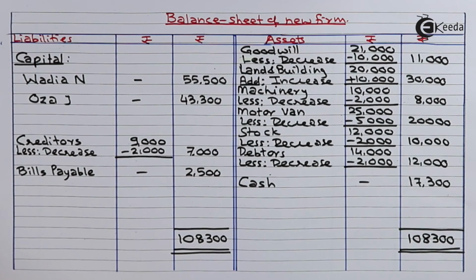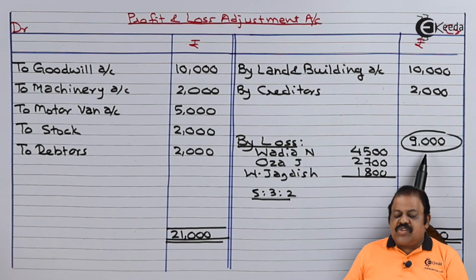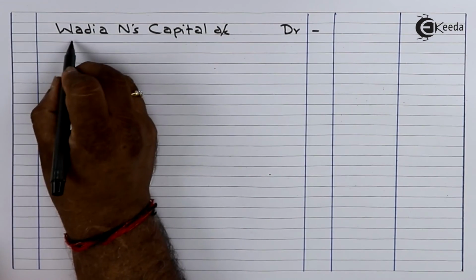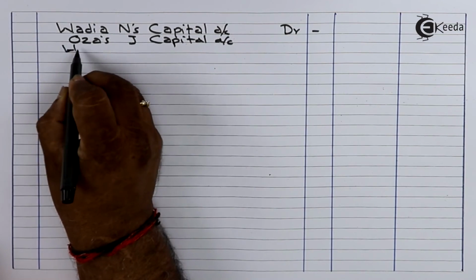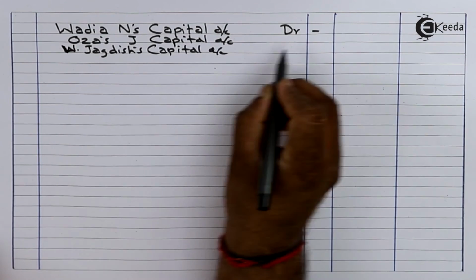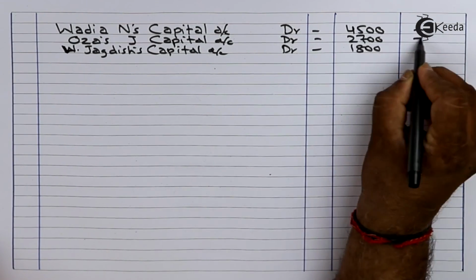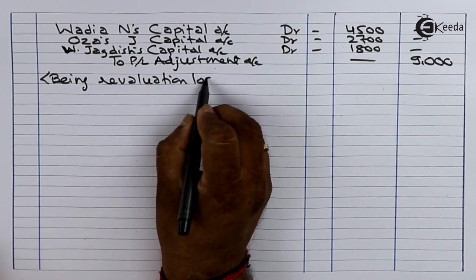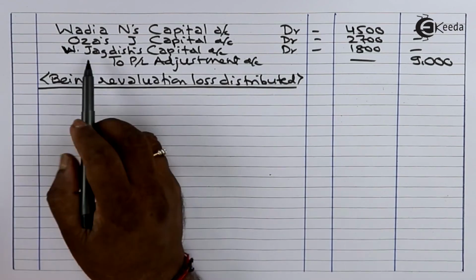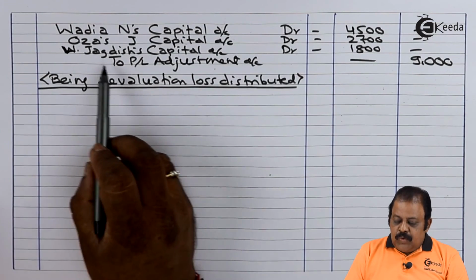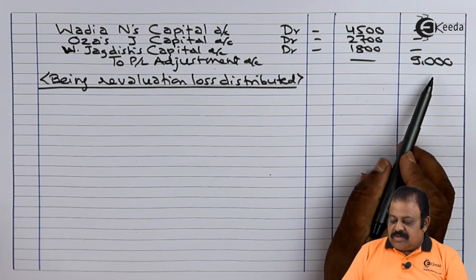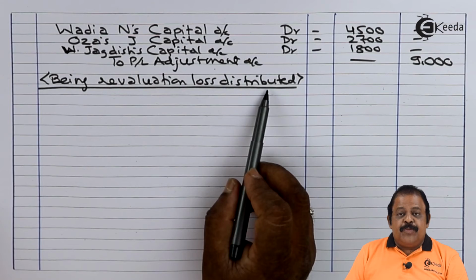Now we can complete those two journal entries which we have left as we were required to close ledger. One journal entry to record loss of this rupees 9,000. Wadia's capital account debit 4,500. Oja's capital account debit 2,700. Jagdish capital account debit 1,800 to profit and loss adjustment account 9,000, being revaluation loss distributed.